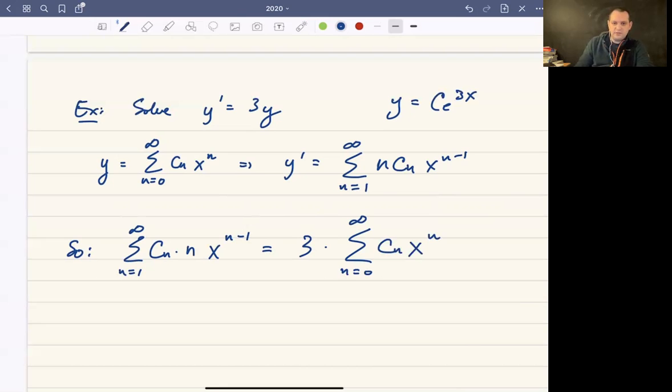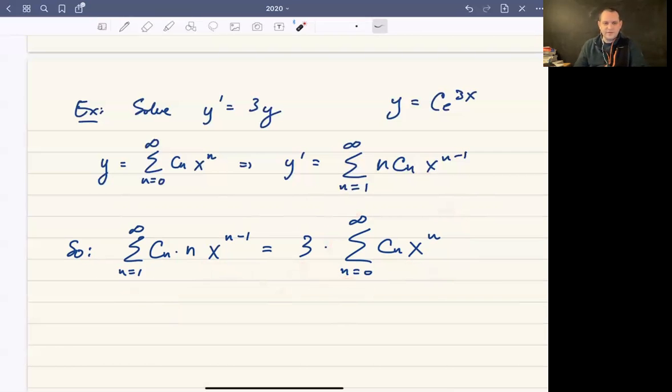We're going to have to shift this sum. Basically, we have two power series that we're setting equal to each other. We need them to have the same power of x, and we need them to start in the same place, so they need to have the same starting index. We need to manipulate them somehow. For the right sum, we're just going to move this constant inside the sum. If this is a sum of terms, then you can move the constant inside.